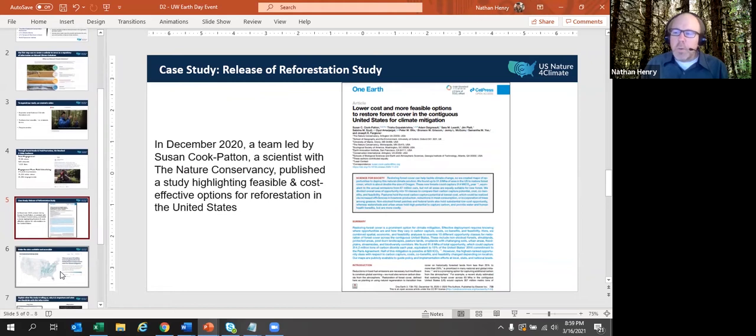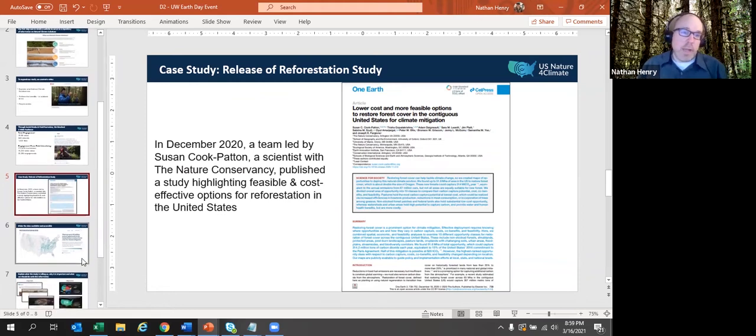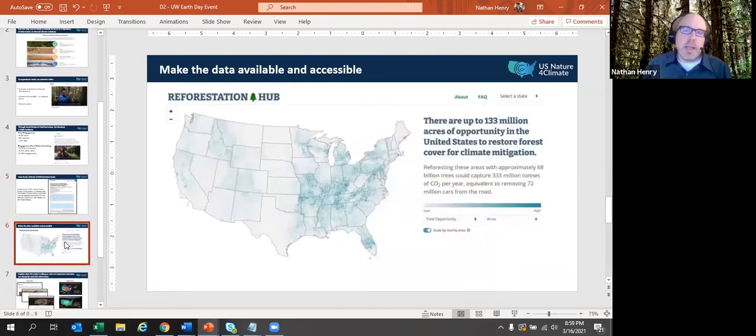So we wanted to work with the authors and with the organizations to make this information a little more accessible and relatable to non-scientists. The first thing that the Nature Conservancy and American Forest, who partnered together on this work, did was put together a website called the Reforestation Hub. This is an interactive web tool that allows you to analyze at a granular level where geographically are the best opportunities for reforestation.